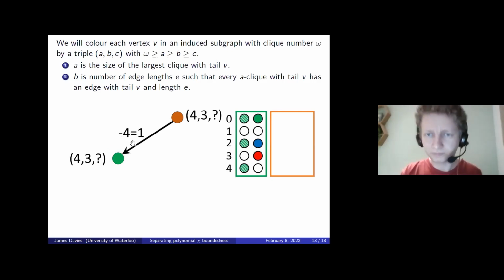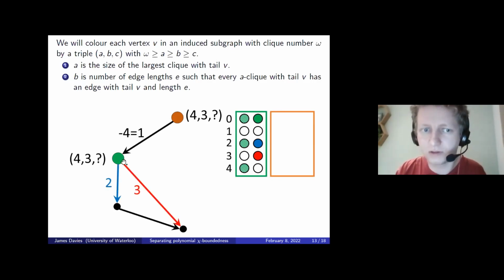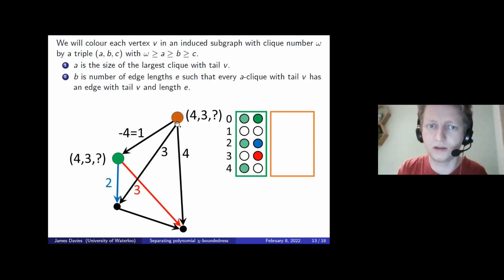To begin with, we can look at this triangle, which comes out of green. So we're just taking a 4-clique that doesn't contain 1. This would contain 4 as well, but we only want to look at the ones not containing 4. So just the 0, 2, 3. Then this is going to give you a 4-clique with tail orange, like so. This is of type 1, 3, 4. And that would look like this.